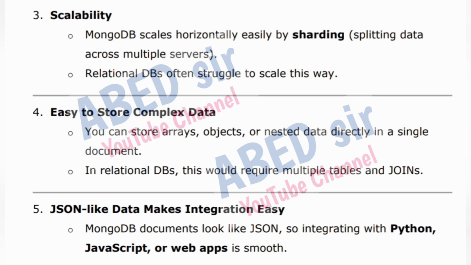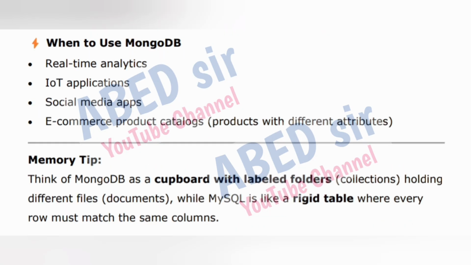5. JSON-like data makes integration easy. MongoDB documents look like JSON, so integrating with Python, JavaScript, or web apps is smooth. When to use MongoDB? Real-time analytics, IoT applications, social media apps, e-commerce product catalogs, products with different attributes. Memory tip: think of MongoDB as a cupboard with labeled folders, collections, holding different files, documents, while MySQL is like a rigid table where every row must match the same columns.